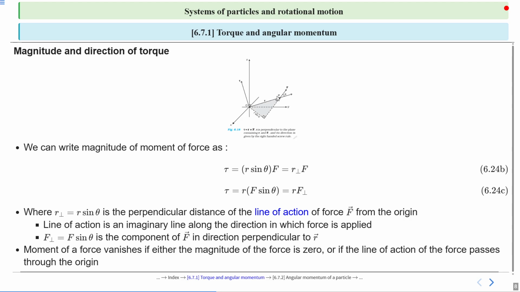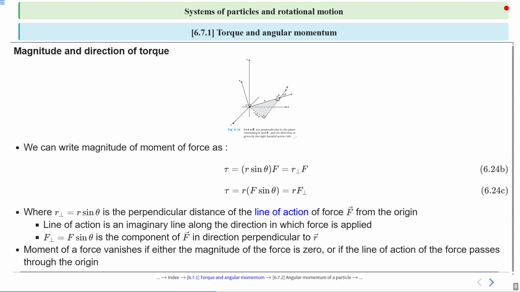Now, here the most important term is the line of action of a force. The line of action of a force is the imaginary straight line along which the force is applied, or we can say acts on a body. So the line of action extends in both directions beyond the point of action of the force. Clear?